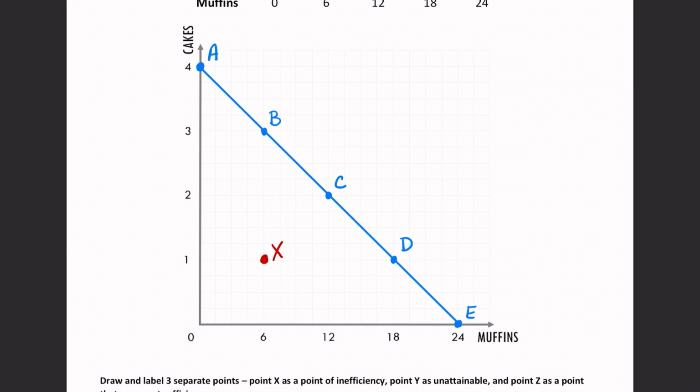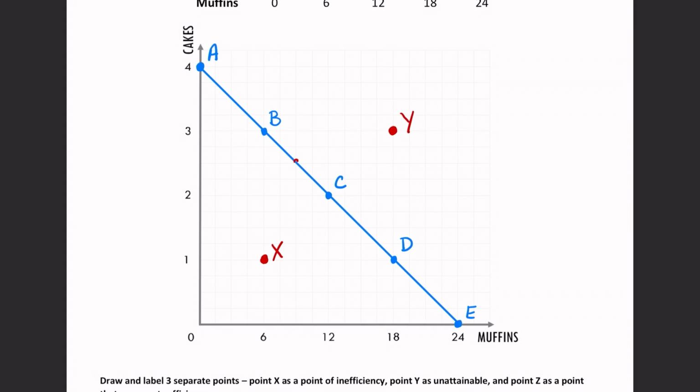Point Y needs to be a point that's unattainable, and that would just be any point that is out here outside of our production possibilities curve. It can go anywhere on the outside, and that just means that we don't have enough resources to produce out there. Like we couldn't make, say, 3 cakes and 18 muffins because we don't have enough of the cake mix, right? A point Z then just needs to be any point that is efficient.